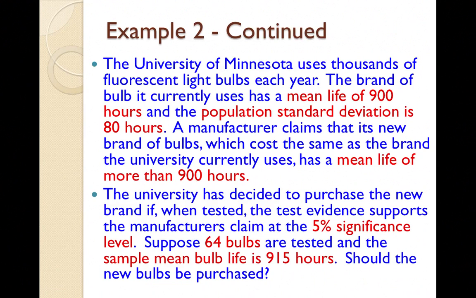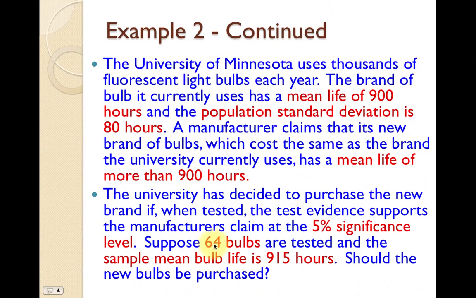Okay, now there's some more information. This is going to give us results about the experiment. The university has decided to purchase the new brand if, when tested, the test evidence supports the manufacturer's claim at the 5% significance level. So that's going to be our alpha, 5%.